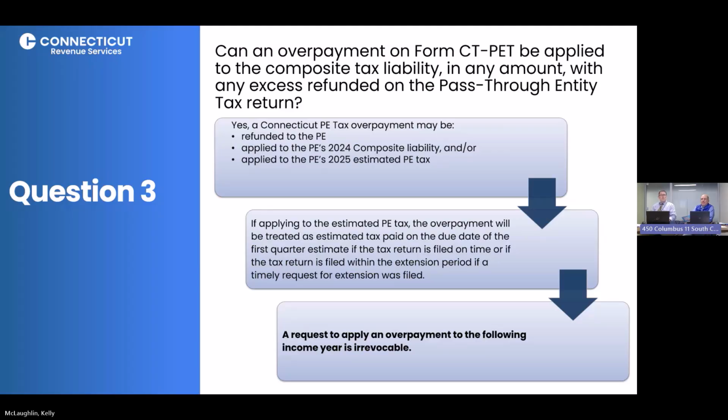it would be applied as of the due date of the first quarter estimated tax, so long as the tax return is filed on time, or if the return is filed under extension, should the timely request for extension have been filed. An important note here is any request to apply the overpayment to the following income year as an estimated payment, that request is irrevocable.